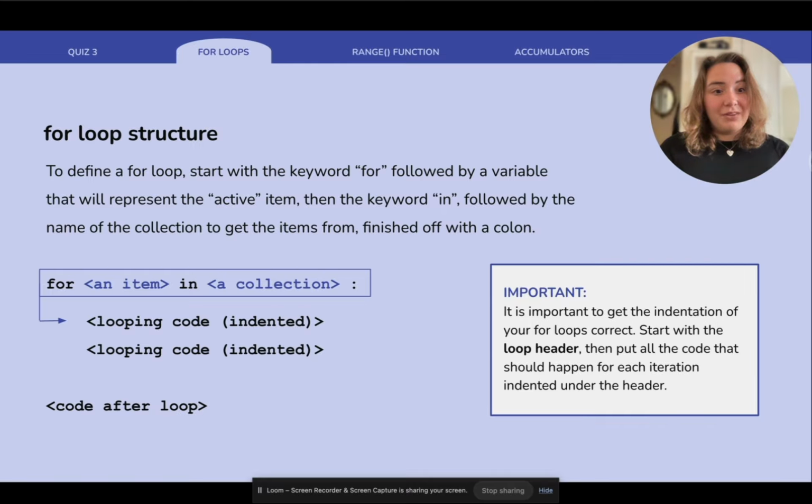Then we end off the header with a colon, and then indented on the next line is where we put all of the code that should occur with each iteration of the loop.